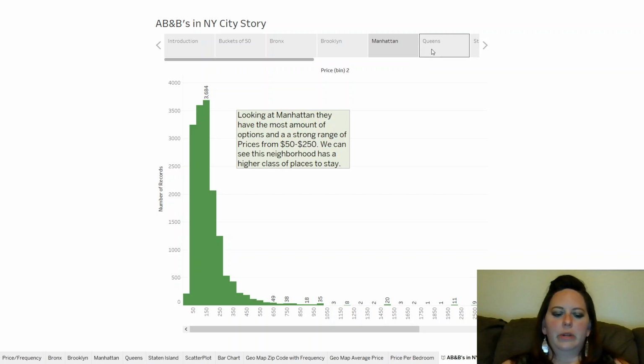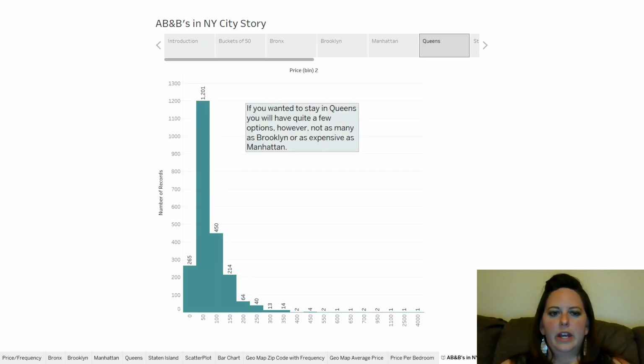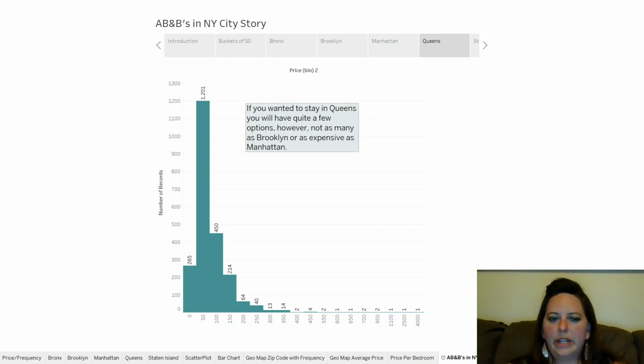Let's move on to Queens. If we are going to look at Queens, we can see that there are in the medium range of opportunities to stay at Airbnb. Again, the most is in the $50 to $100 price range, and similar to the Bronx, they only have one in the $4,000 price range and way fewer numbers of opportunities to stay in.